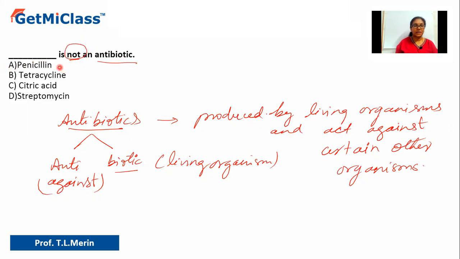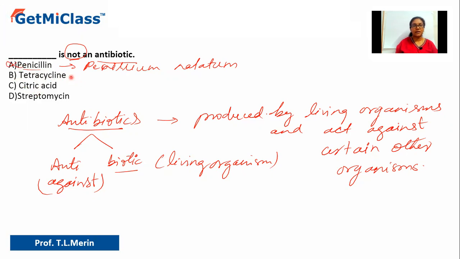So option A says penicillin. Penicillin is an antibiotic which is produced by Penicillium rotatum. For example, you have different species, but here I'm giving the example of Penicillium rotatum, and this was the first discovered species for the production of penicillin. Penicillin was first discovered by Alexander Fleming, where he found Penicillium to be responsible for the production of penicillin. So it is an antibiotic. So we will rule it out.